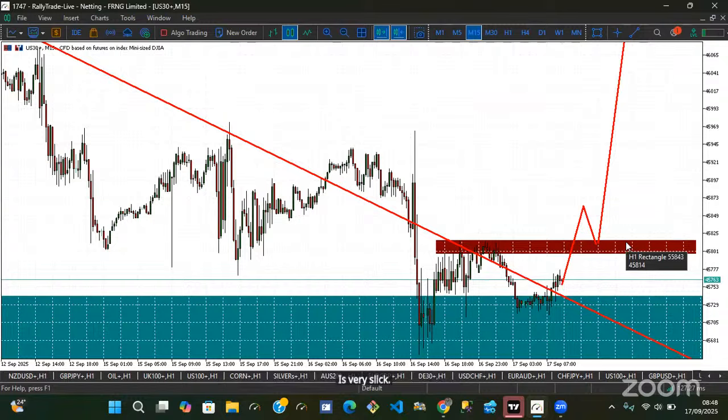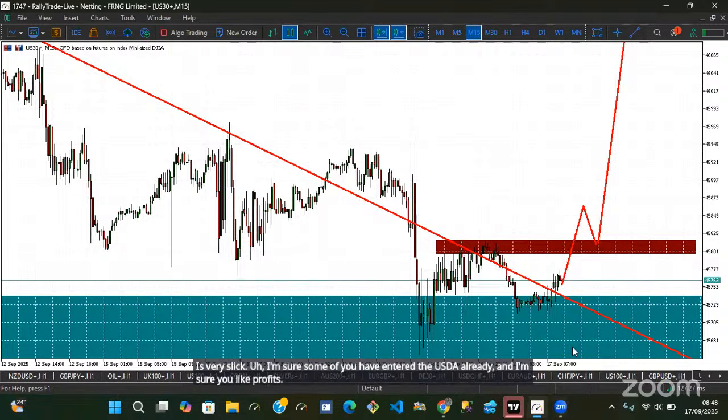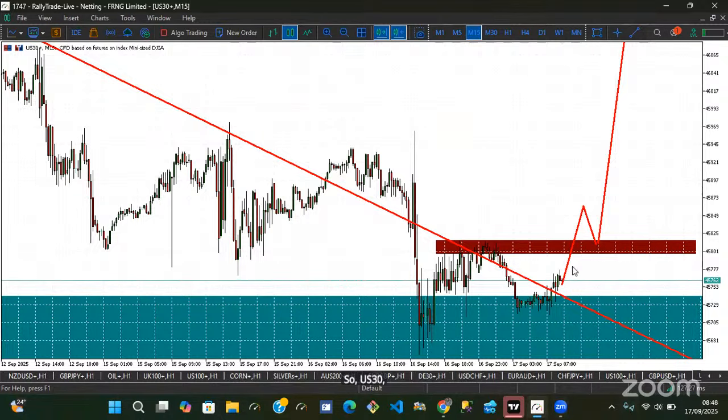I'm sure some of you have entered the USD already, and I'm sure you are in profits. So US 30 is still a buy, but the confirmation is not yet solid. What else are we going to look at?